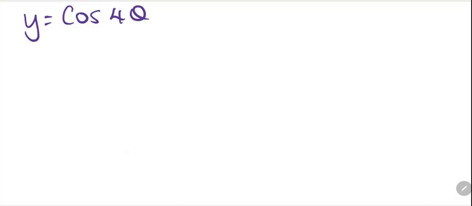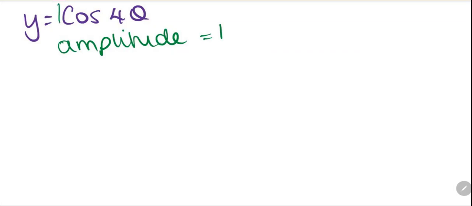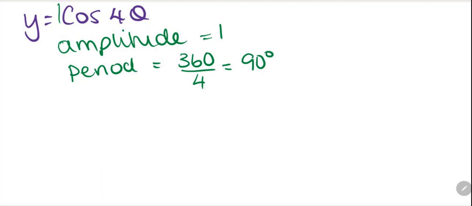So let's look at y is cos 4 theta. First thing we need to do is find the amplitude. The amplitude is always positive, and this is going to be 1, because we have 1 cosine. And then to find the period, this is 360 or 2 pi, so 360 divided by 4, which is going to be 90 degrees.